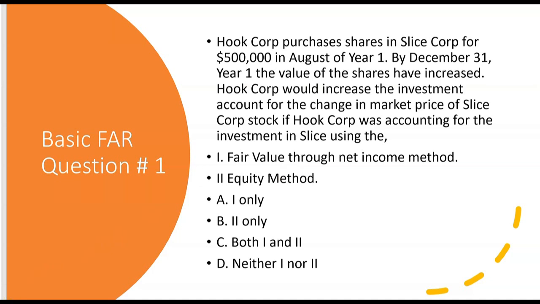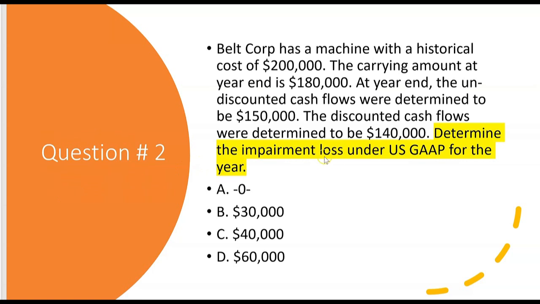Roman numeral 1 is correct. Let's go with letter A. Do we mark to market under the equity method? No. How about number 2 now? It says determine the impairment loss under U.S. GAAP for the year. All right, what do you know about impairment losses? Well, you buy an asset and you determine at year end it's not worth as much as you're carrying it on the books for. So then you have to write it down with a loss.